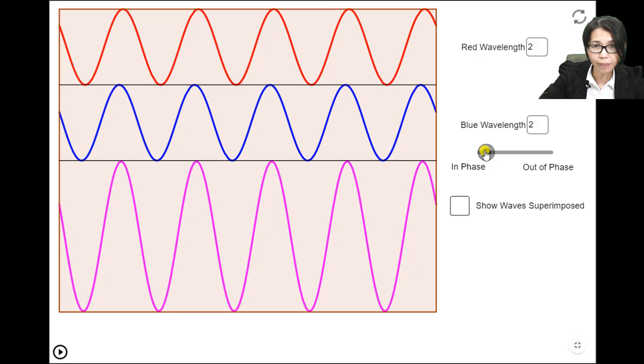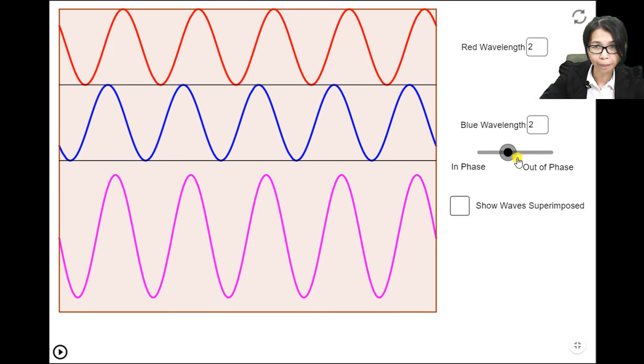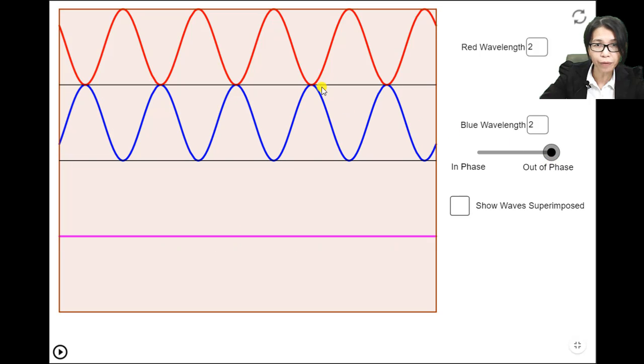But there are times when the two waves, when they meet, are out of phase. So the trough of the red wave overlaps with the crest of the blue wave, and their amplitudes will cancel out. Why? Because one has negative amplitude and the other has positive amplitude, so they cancel each other out. We call this destructive interference. So get the idea?